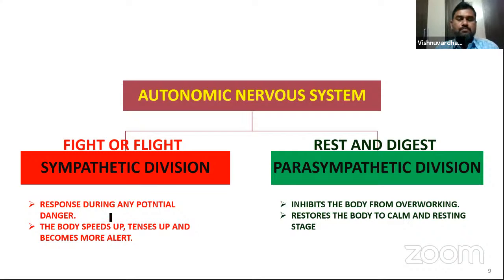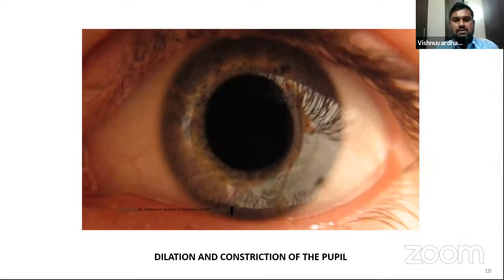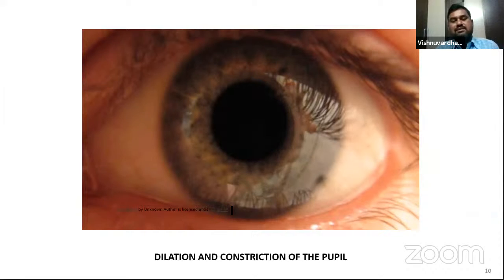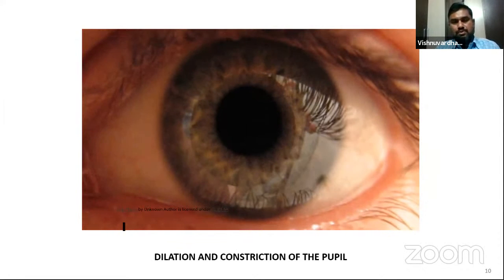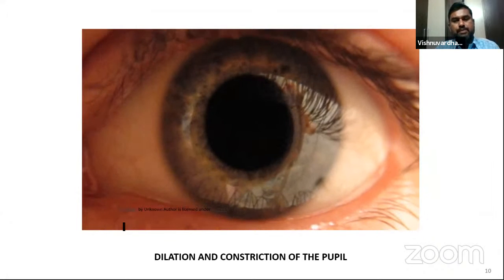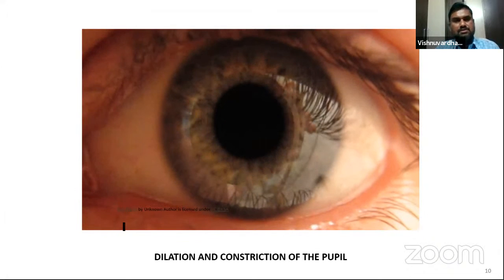For example, the sympathetic division speeds up the heart, but the parasympathetic division stops overworking of the heart and restores the body to a calm and resting state. That is the working of the parasympathetic division. Here you can see the dilation and constriction of the pupil. These are different actions done by the sympathetic and parasympathetic nervous systems.